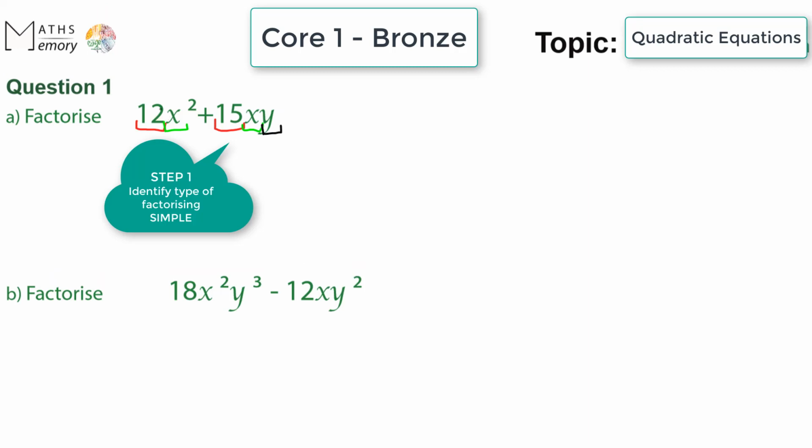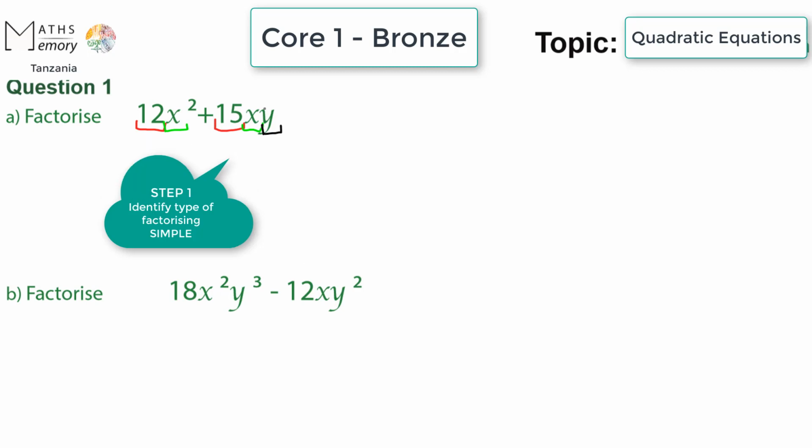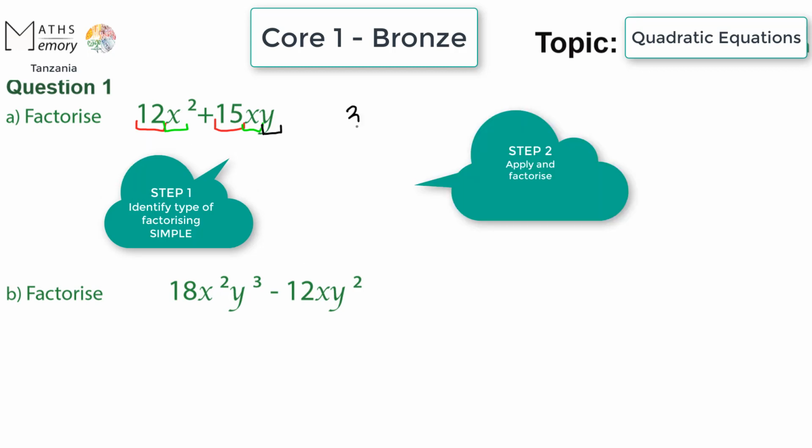So let's see what goes into 12 and 15. Let's deal with the numbers first. So the HCF of this is simply 3. Next, x squared and x, the green boxes. What goes into x squared and x? It's going to be x. And what goes into 1 and y? Well, we can't do that because we haven't got enough information there.